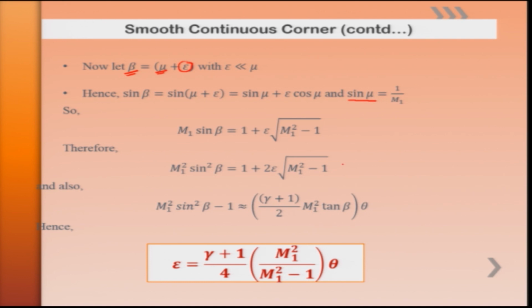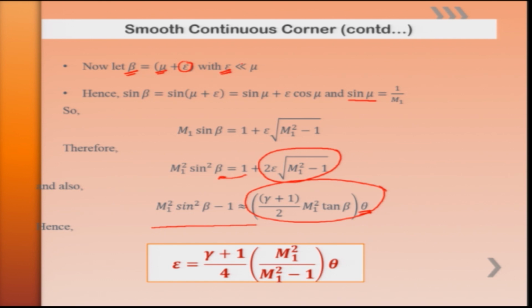And also we have already derived that m1 sine square beta minus 1 can be written as gamma plus 1 by 2 m1 square tan beta into theta. Now since the left hand side, by replacing this term on the left hand side, will become equal, therefore this term and this term I can equate, which will give me what I have actually assumed, the epsilon.